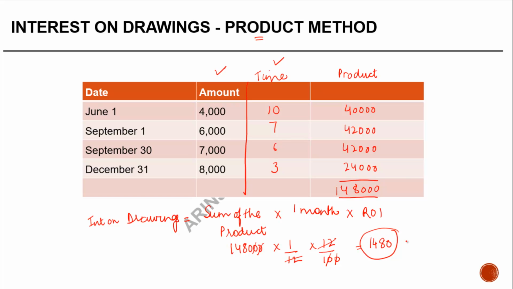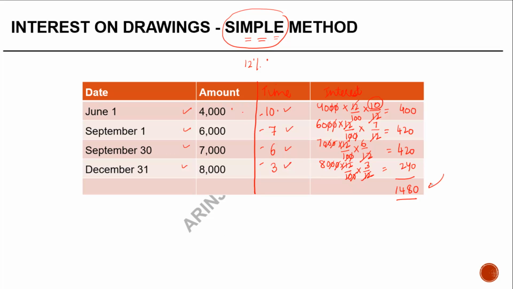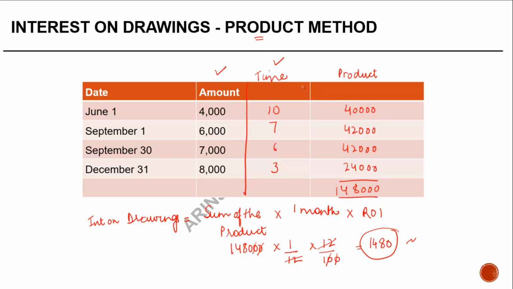Now, if you would have noticed, this amount of interest is the same as what we got under the simple method. Although now you may feel that between the two of them, the product method is the one which is simpler, right? So you can use either of these two methods to find out the amount of interest on drawings.